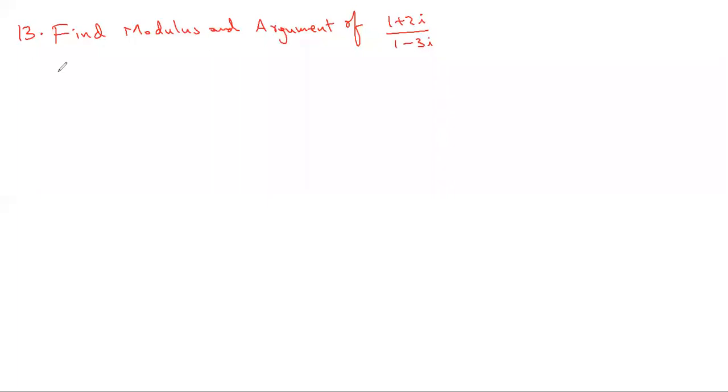So as usual, for 1 plus 2i by 1 minus 3i, we multiply with the conjugate.